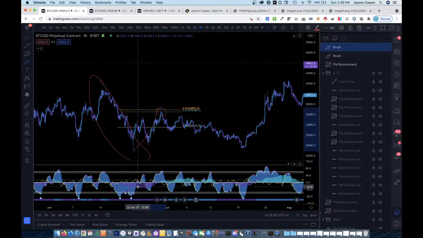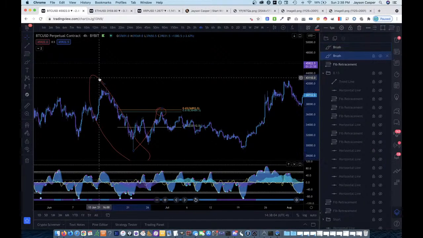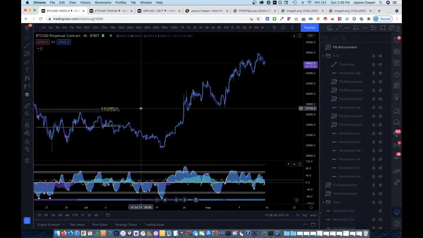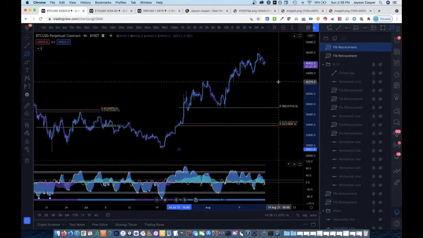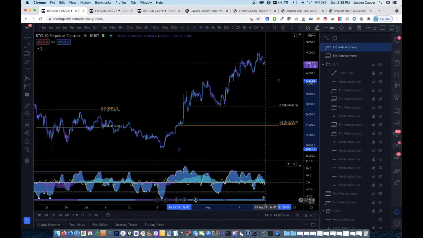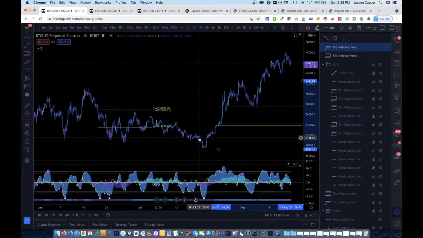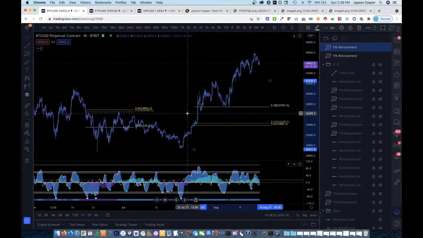So if price is dumping and then starts to pump, then you can pull your fib from the swing high to the swing low to find resistance. If price is pumping and starts to dump, then you can pull your fib from the swing low to the swing high to find support on the way down. Now, the fib can work in a trending market. If we're in an uptrend, you primarily want to be looking for supports on the retracements.